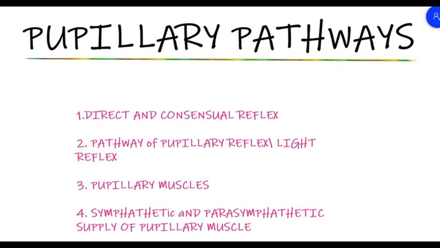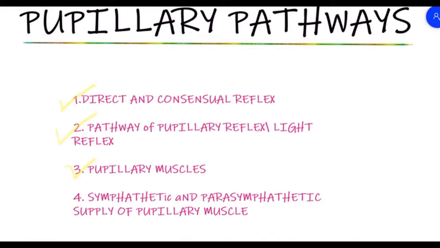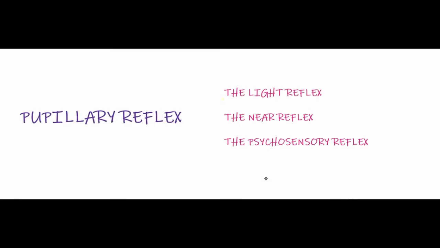Under this lecture, we are going to study what is direct and consensual light reflex, what is the pathway of the light reflex, what are the various pupillary muscles, that is the sphincter pupillae and the dilator pupillae, and finally we are going to talk about the nerve supply of these pupillary muscles, that is the sympathetic and the parasympathetic supply of the pupillary muscles.